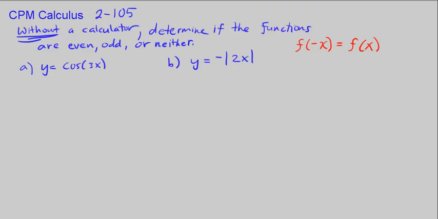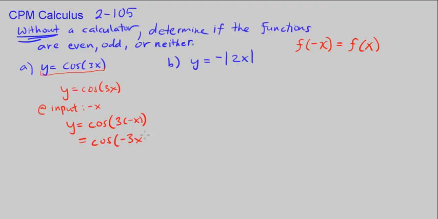Okay, so let's start with a, and we know y is equal to cosine of 3x. Well, what if we put in a negative x? Our argument instead is negative x. So then we're going to have y is equal to cosine of 3 times negative x, or that's the same as cosine of negative 3x, because we're just multiplying the 3 and the negative x.